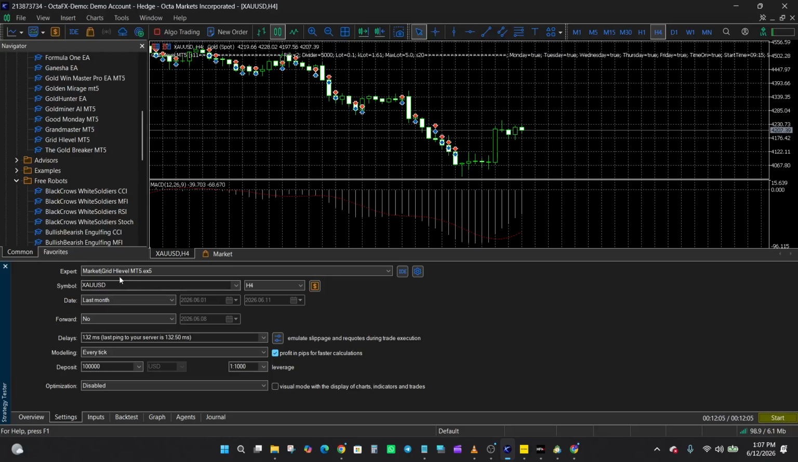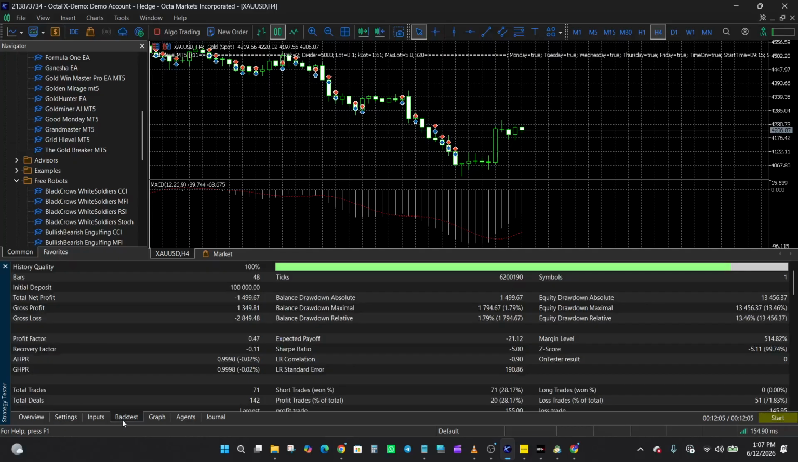Okay, so we're testing the Grid HLevel MT5 EA on XAUUSD H4 time frame, and for the delays, we're using the last ping to the server. We're using every tick modeling just for some level of accuracy. Okay, so looking at the results, from an initial deposit of $100,000, total net profit was 1,499.67 loss. Okay, it was actually a loss, negative, right?